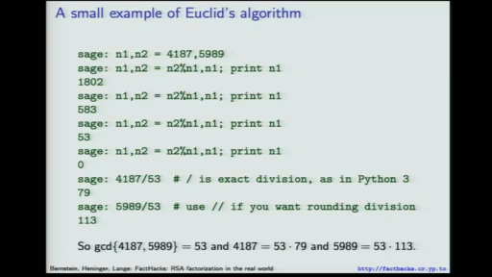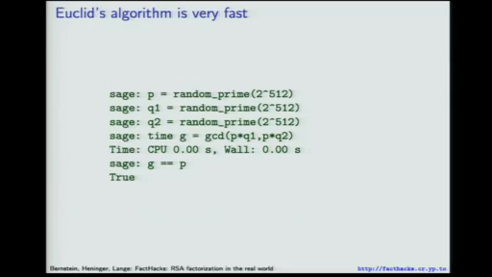If you scale this up, if you do this computation for bigger numbers, then here's another timing example. It's still really, really fast. In the middle of this slide, this is doing 10 1024-bit keys that share a 512-bit prime. You can figure out this 512-bit prime so quickly that the timing there, 0.00 seconds, you can't even see how fast it is. Okay, so that's Euclid's algorithm.